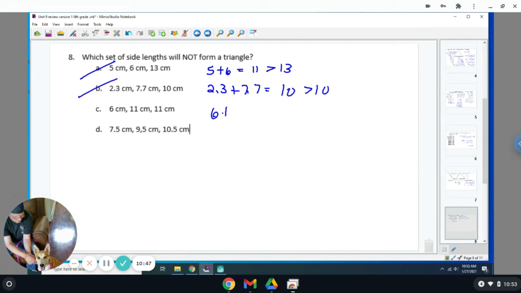So then we're going to do 6 plus 11, which is 17, and 17 is greater than 11, so that's good so far. So we're going to do 11 plus 11, which is 22, which is greater than 6, the other length. And then we're going to do 11 plus 6, which is the same, so that is the answer.